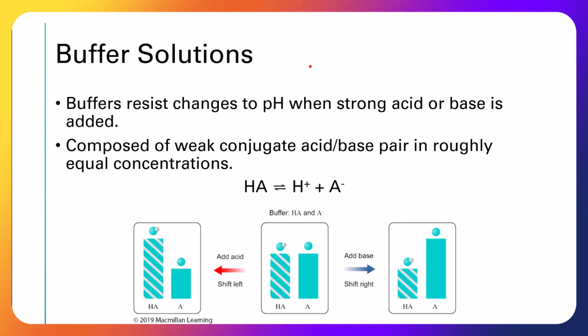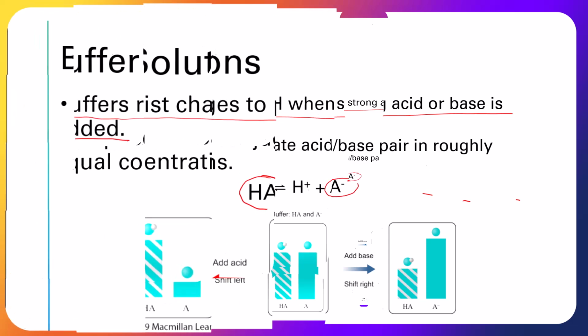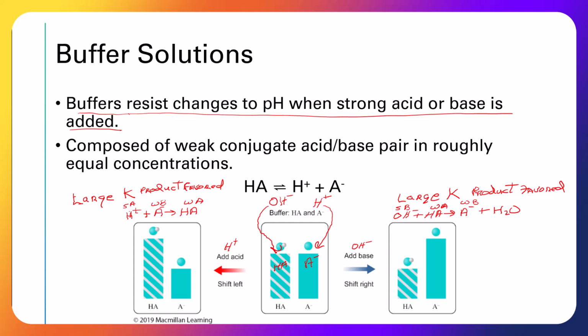So buffers are important in all sorts of chemical reactions. And here's what they do. Buffers will resist changes to pH when strong acid or strong base are added. They do that by having a substantial concentration of both a weak acid and its conjugate weak base. So let's take a look at these diagrams below and just take a look at how buffers actually work.